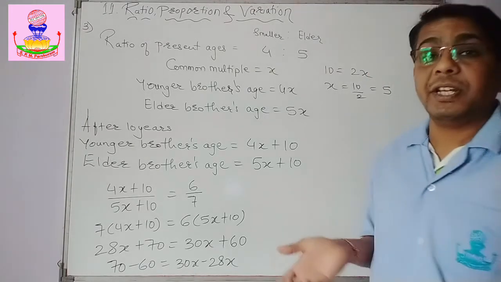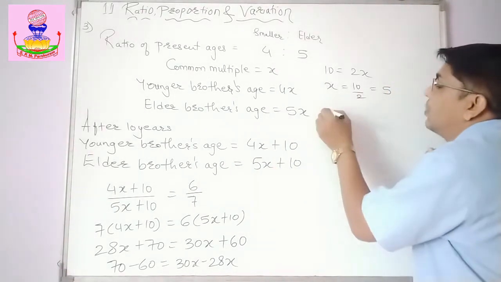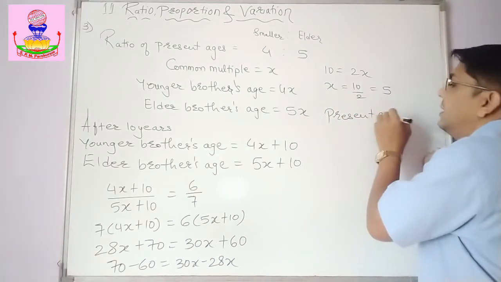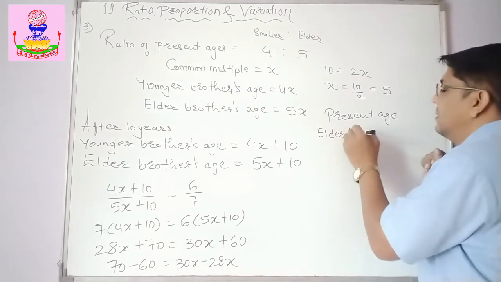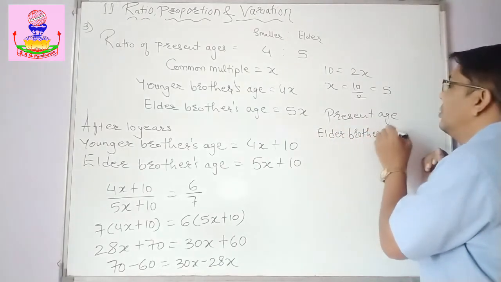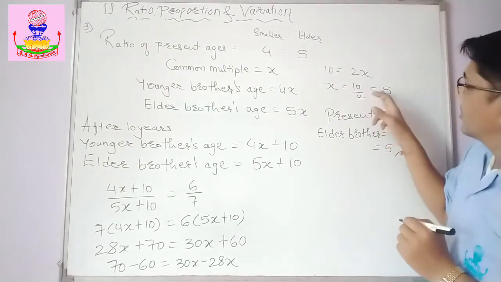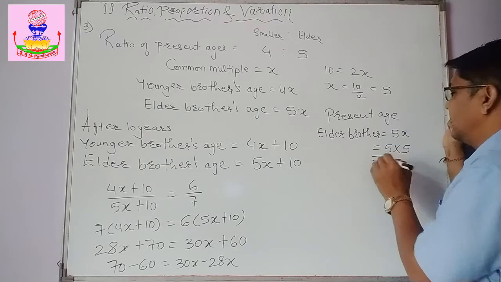So whose age do I have to find? Elder brother's age after 15 years. But first I will find out the present age. Okay. So present age of the elder brother, how much is it? It is 5x, right? So 5x. Now what is the value of x? 5, right? So 5 into 5, 25 years.